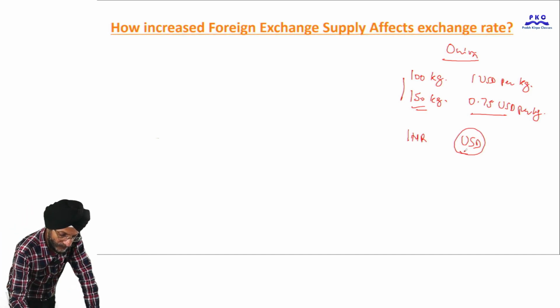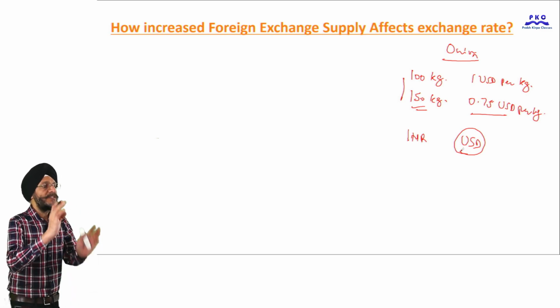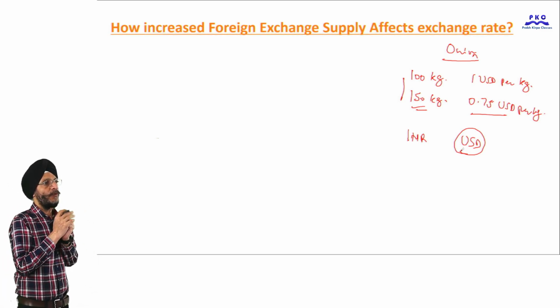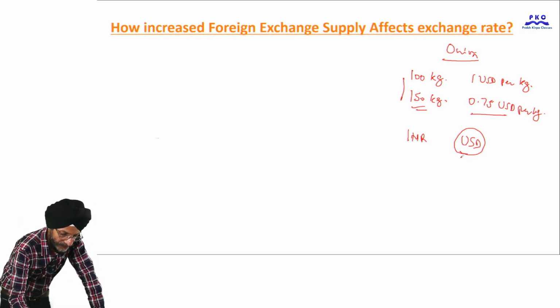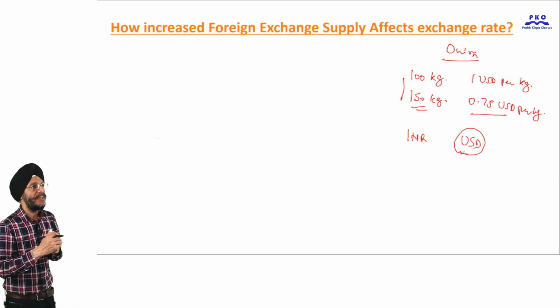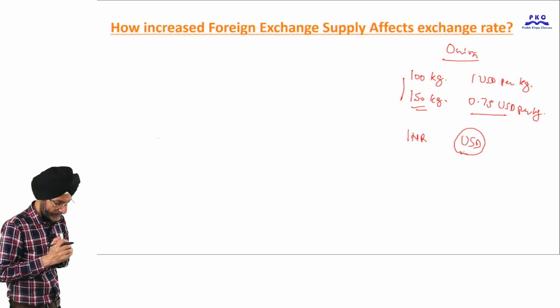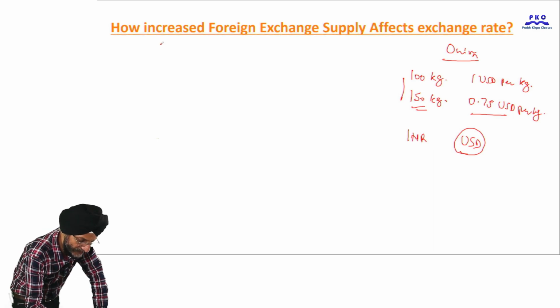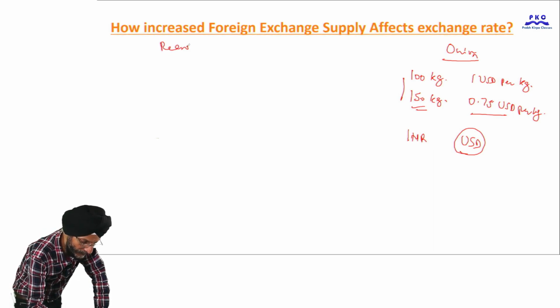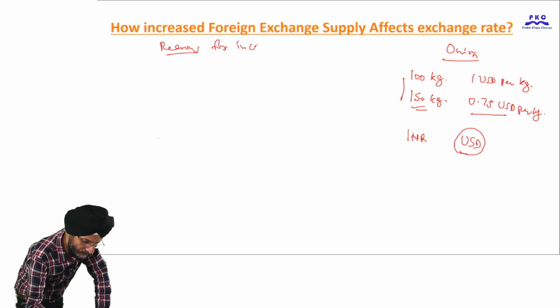Now, the US dollar is foreign currency for us. Now, what are the reasons that there may be an increase in foreign exchange supply? What are the reasons for the increase in supply?